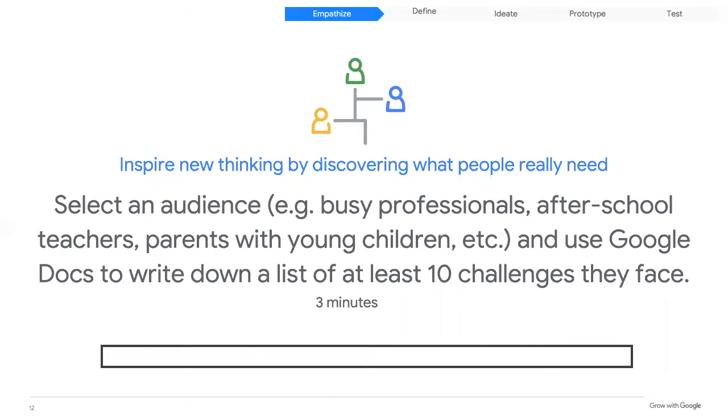So now would be a good time to pull out your blank Google document, your piece of paper, and if you get stuck, consider starting from the morning till the evening and walk through their day as you identify challenges. I'm going to go ahead and turn on our calming music and start the timer.